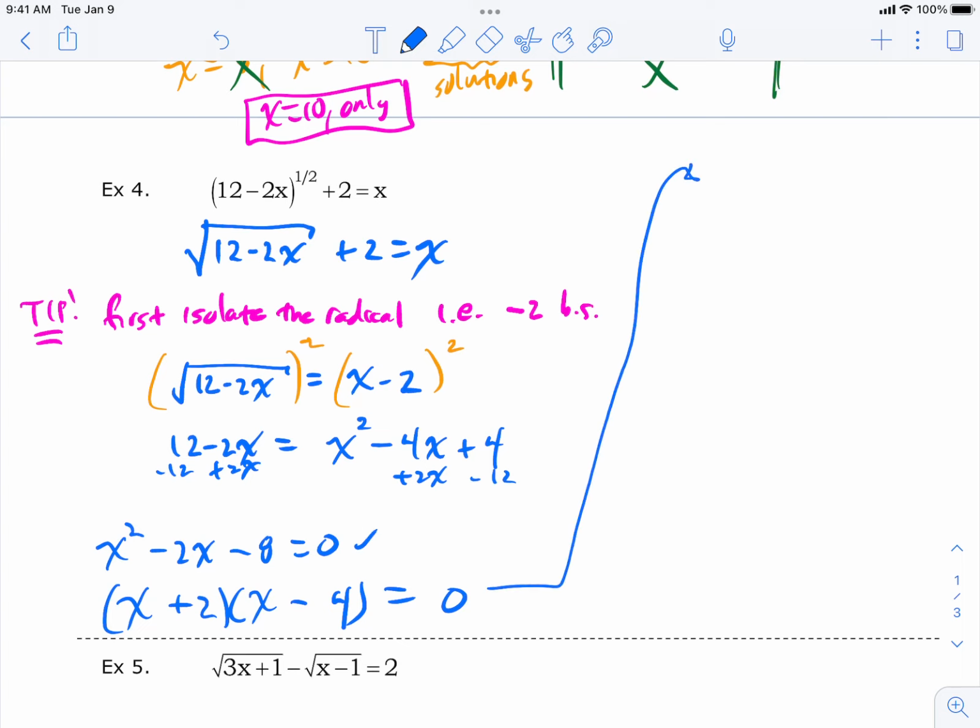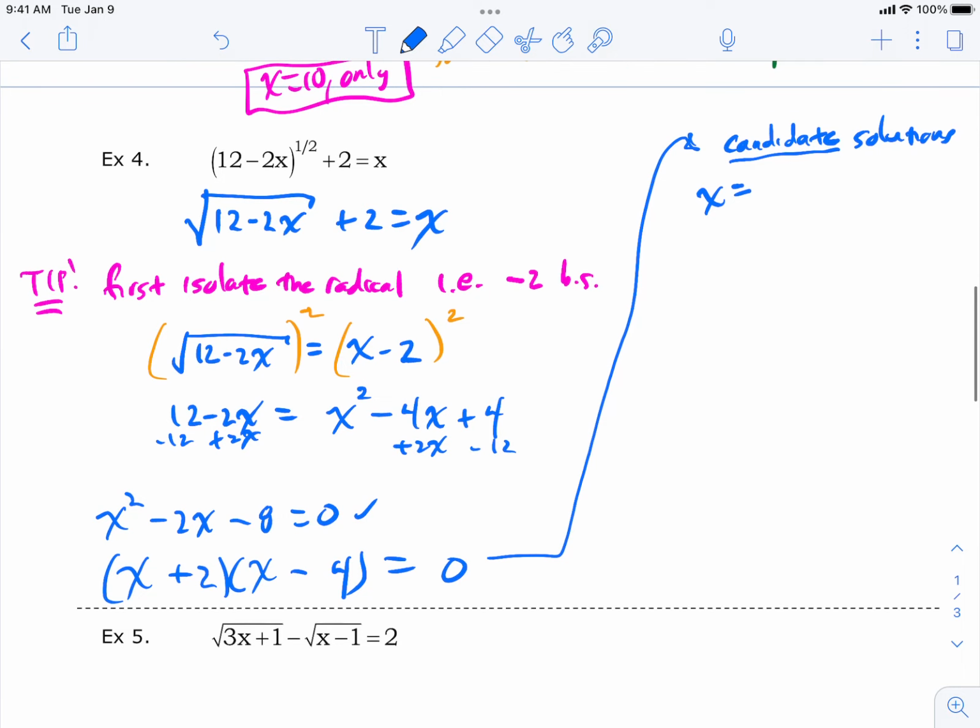So coming over to here now, we have 2 candidate solutions. Remember, we're not done yet. These are just candidate solutions of x equals either negative 2 or positive 4.